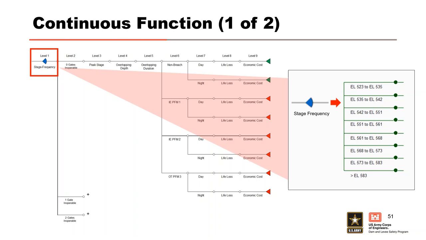In this example, each branch represents a range of reservoir elevations, and each is assigned a corresponding probability. Together, these branches are both mutually exclusive and collectively exhaustive, and they cover the entire range of the flood hazard. Continuous functions are most often used to represent hazard variables, such as peak flood stage, stage duration, spillway inflow or outflow, or earthquake ground accelerations.